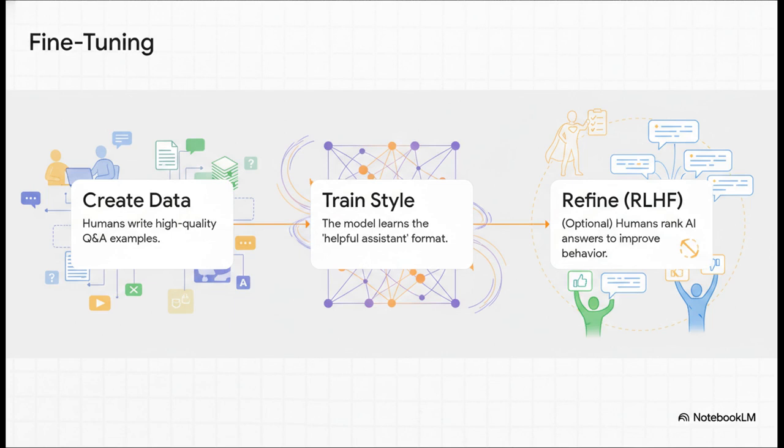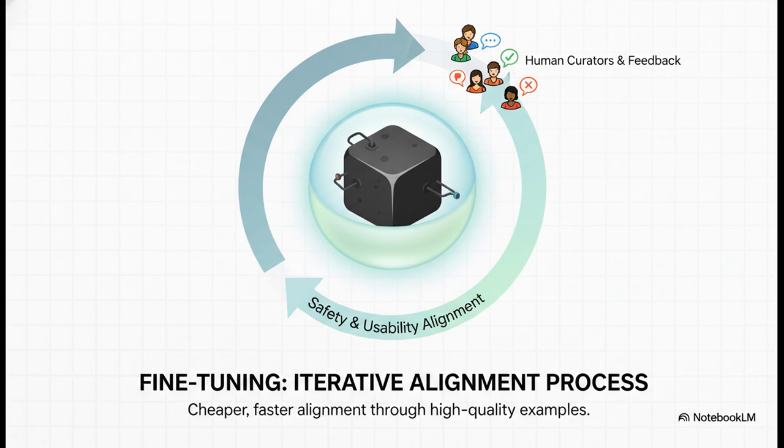The model then trains on these to learn the assistant style. And then, sometimes you can go a step further. Have humans rank different AI answers to the same question. This helps it learn nuance, and that's a process called RLHF. So the key idea here is that fine-tuning is a much faster, cheaper, and more iterative process. It's like sending the model to finishing school.